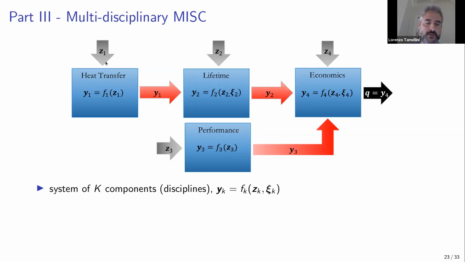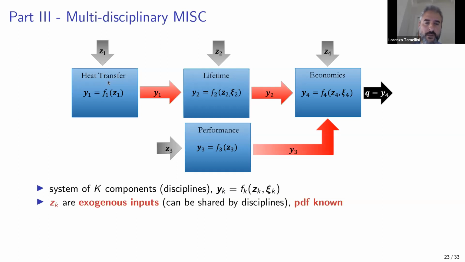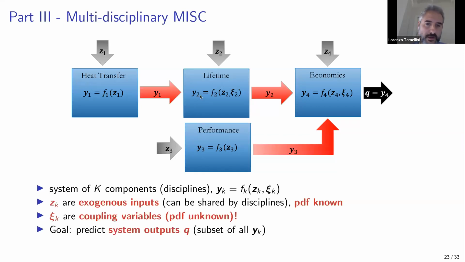Each of these blocks depends on a bunch of uncertain parameters: Z1, Z2, Z3, Z4. These are exogenous random variables that we know. I mean, we know their PDF. Each block, each equation, passes certain quantities to the subsequent equations. So Y1 is the output of the heat transfer that becomes input to the lifetime. So lifetime has known input Z and unknown input, and we call these unknown inputs coupling variables, because indeed they are coupling random variables. The main difference with Z is that we don't know the PDF of the Y's, because they are known only after doing UQ on the previous model. And the goal overall is to do UQ for the final output of the system, this Q, which is the final output of the economic system.